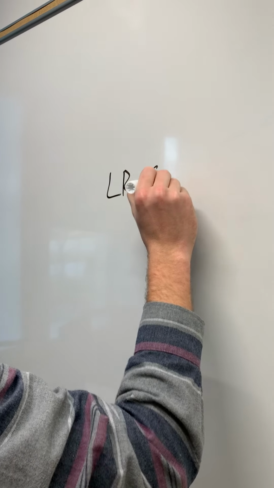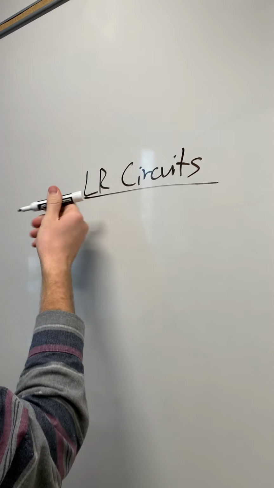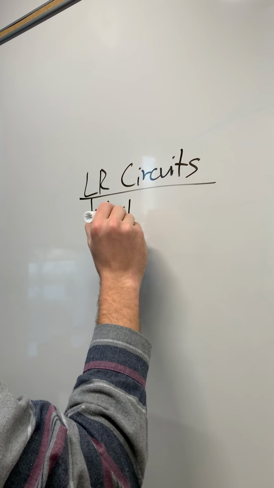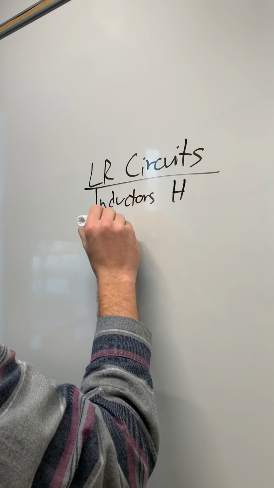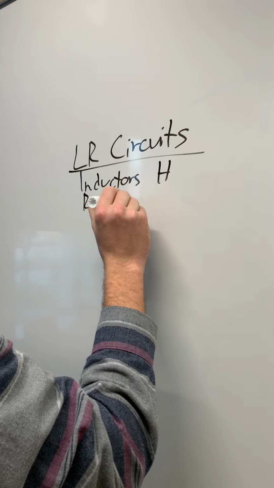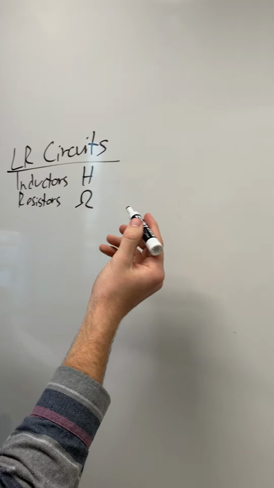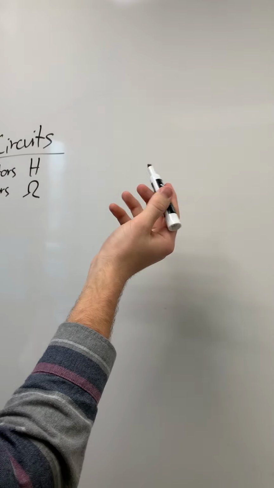Today we're going to be talking about LR circuits, or circuits with L, an inductor, and a resistor, which we know are in units of henries and ohms respectively. So the first thing we need to know is the equation that we'll use to solve for this.